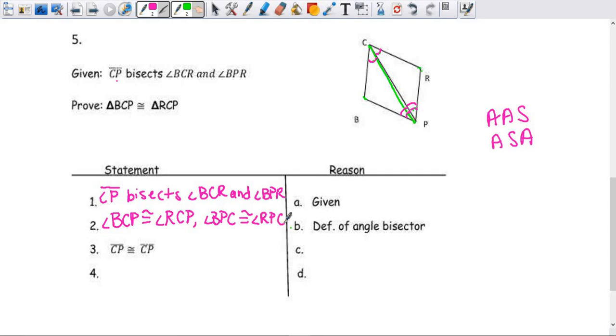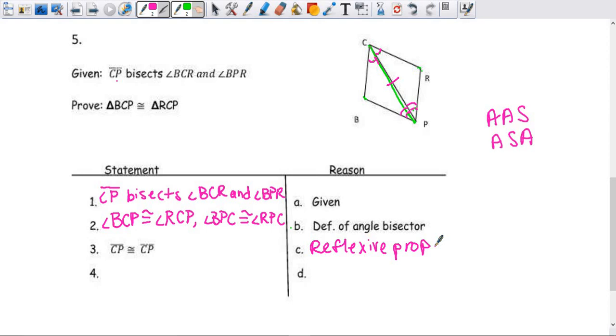And now I have that CP is congruent to CP. Well, that is our line right here. And that's a common side between our triangles. And if same thing is congruent to same thing, we again have the reflexive property. So a lot of these properties you'll see in most proofs. Common sides is always going to be a reflexive property.